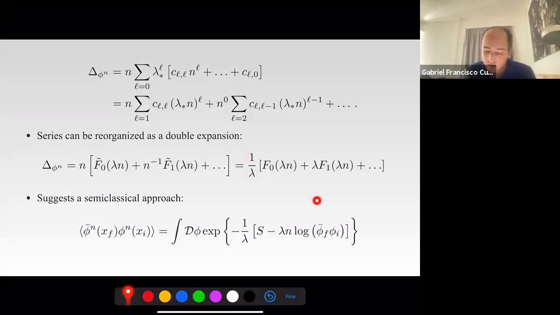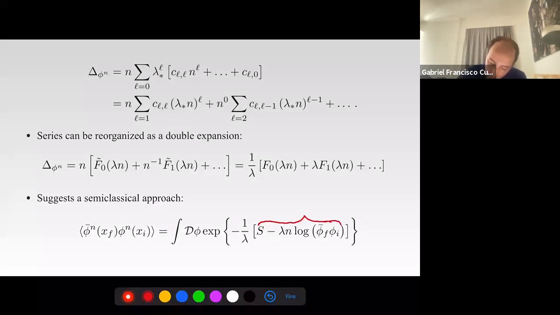This rewriting here is very nice because it suggests an obvious way to perform this calculation, which is through semi-classics. So you take the correlation function of phi^n and phi bar^n, and you write it as the exponential of 1 over lambda times an action minus lambda n log of the insertions. So you see right away that if you somehow were able to do a saddle point on this effective action here, which includes the sources, it depends only on lambda n because I scaled the fields so that the coupling appears in front of the action, you would get by saddle point precisely the expansion which I wrote over there. So the right thing to do here is to do a semi-classical analysis.